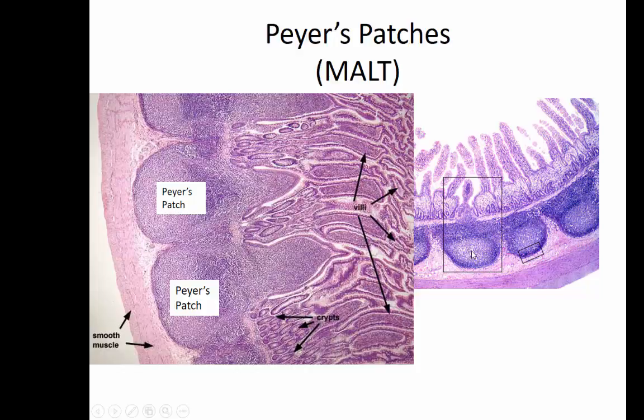So when you look in the slides today, pay attention to those. They're beyond the mucosal layer down here in the submucosa. Okay, look for those clusters of kind of dark tissue. Those are the Peyer's patches. You do need to know those.